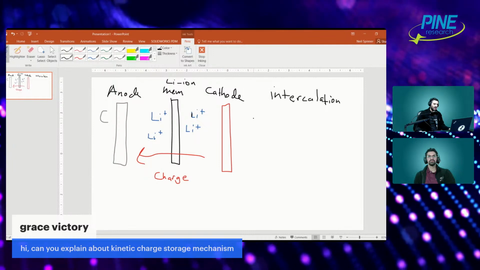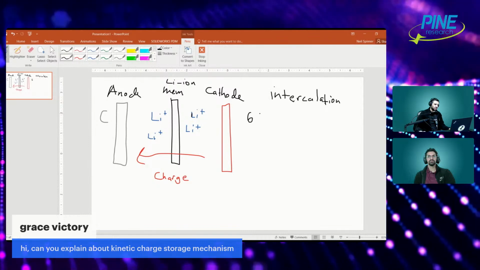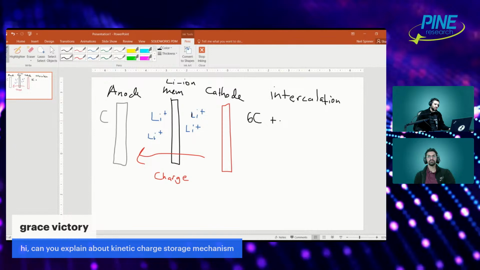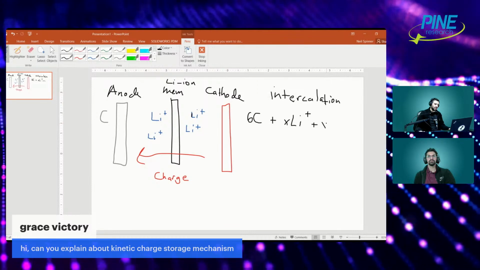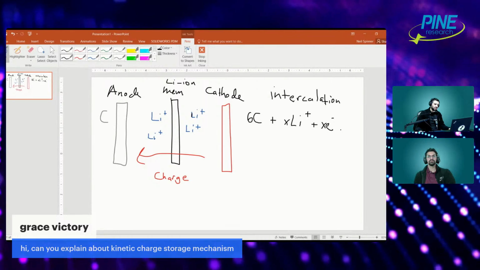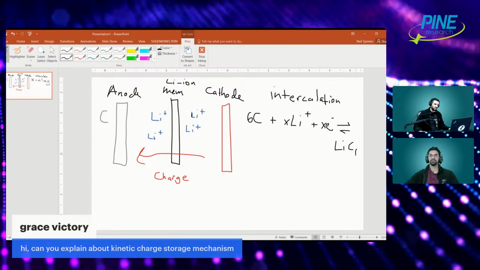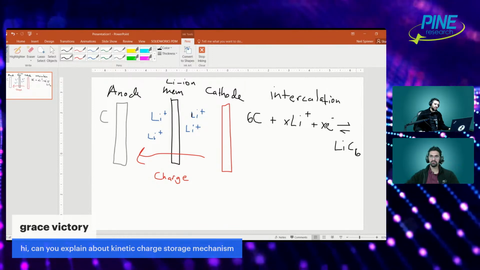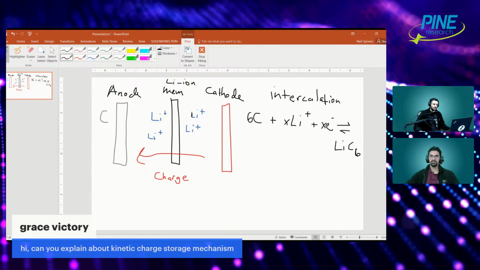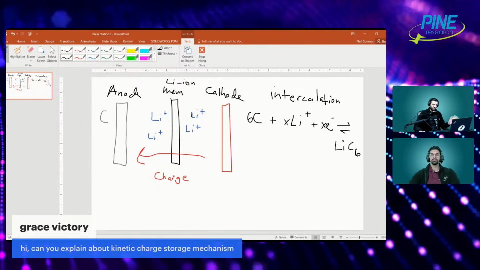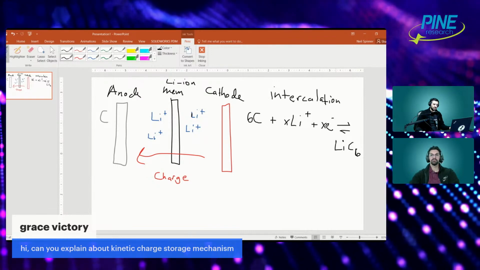And so effectively, the reaction is often written something like C6, or six carbons. You'll see it written sometimes like this: 6 carbons plus x lithium plus x electrons goes back and forth between LiC6. Okay, and the C6 is because I think the carbon is sp2 hybridized, so it's in like a ring structure or something like that. I'm not an expert on the morphology precisely of all the different kinds of carbon or graphite or graphene, but in any case, this is basically the stoichiometry.